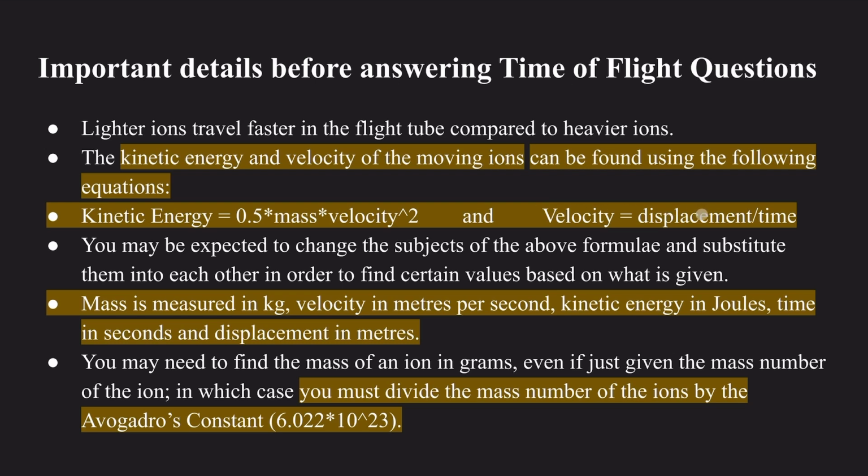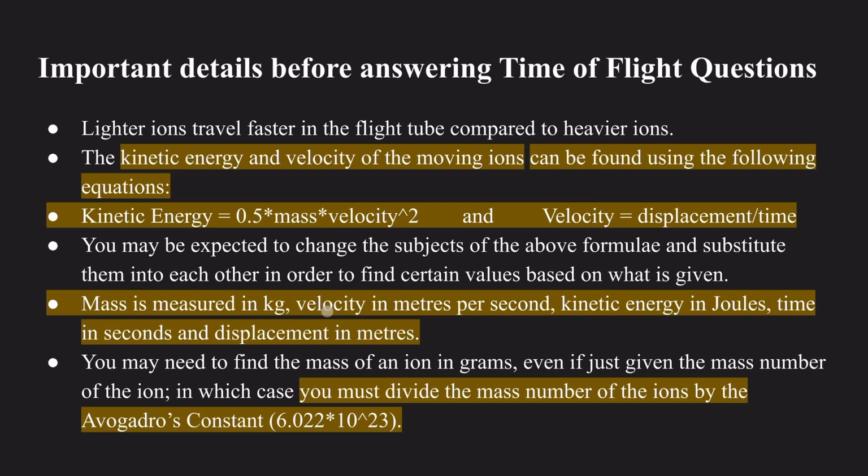You can obviously rearrange this formula here. You can multiply both sides by time, and this would become displacement equals velocity times time. Divide both sides by velocity and multiply both sides by time, and you'll get this equation in terms of time. Same applies here. You can rearrange this equation to get it in terms of velocity, right? Multiply both sides by 2, divide by mass, and then square root the other side of the equation. That gives you the equation in terms of velocity, and you can substitute that into here as well. So that's what we're talking about.